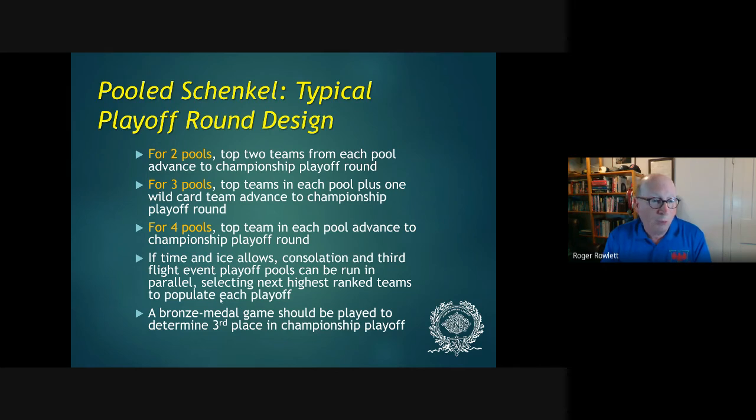And if you have 4 pools, that would be a pretty big Bonspiel. That would be like a 32-team event. The top team from each pool would advance to a championship playoff round. And you can run as many of these flights as you want if you have ice time. So you could run like the championship round and a consolation round. I think for the GNCC Mixed Doubles Championship, we ran 3 different flights. We ran an A flight, a B flight, and a C flight because we had enough ice time and sheets available.